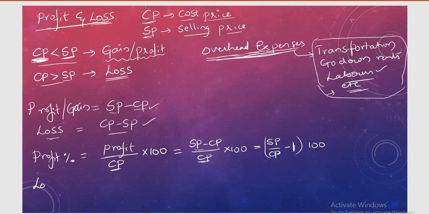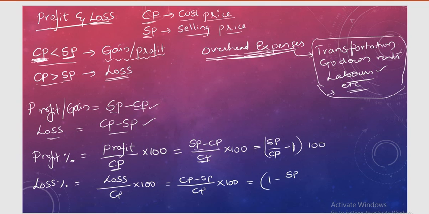The same way we can go for loss percentage also. Loss percentage is given by loss by CP into 100. This I can write as (CP minus SP) by CP into 100, which I can write as (1 minus SP by CP) into 100, right? Likewise you can simplify the things. Now from this, if I want SP, then by transposing the terms we are going to get the SP value. Likewise we can find out the CP value.